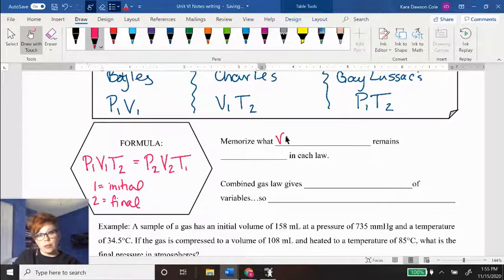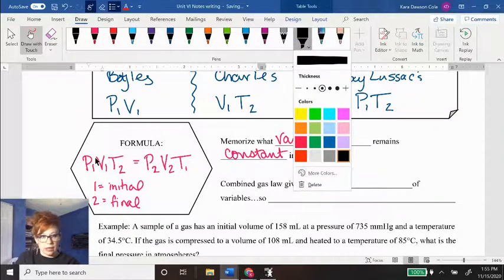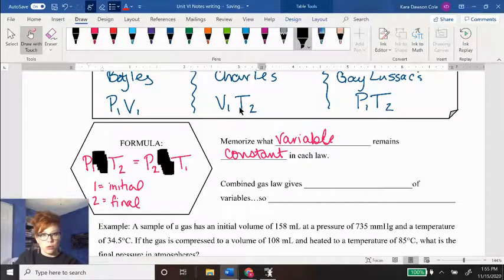So again, memorize what variable remains constant in each of these laws, okay? Because that means you're going to take that particular variable out of the equation. If it tells me in the problem that volume is constant, I'm just going to cover up volume, so volume is not going to exist in the problem for me. I just mark it out. Then I'm left with Gay-Lussac's law, which is P1T2 equals P2T1. And I know that's Gay-Lussac's law because the acronym for it is green veggies, and veggies is volume is constant.